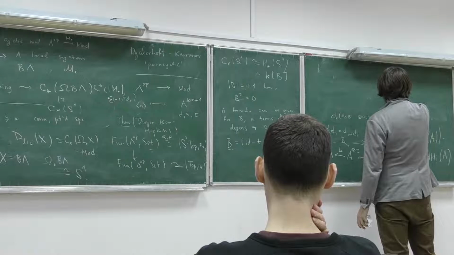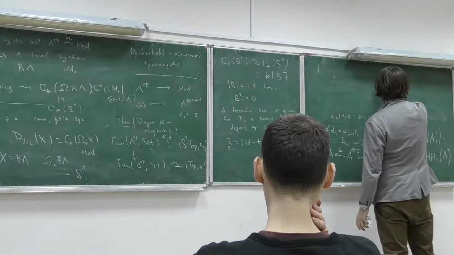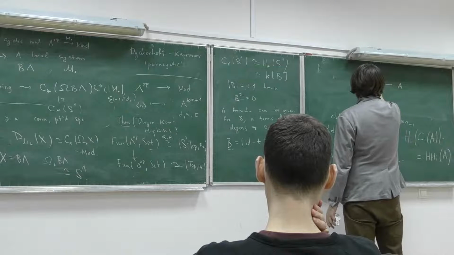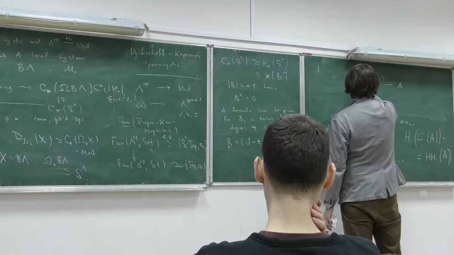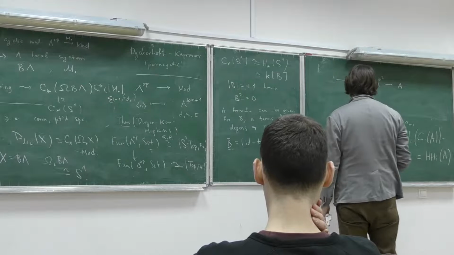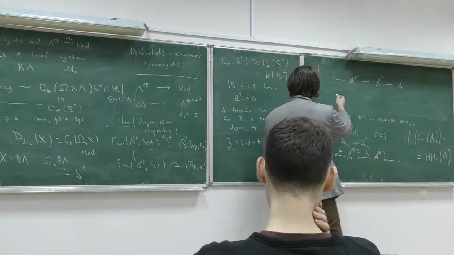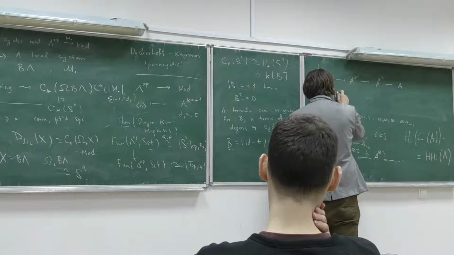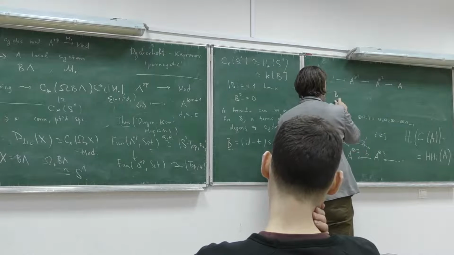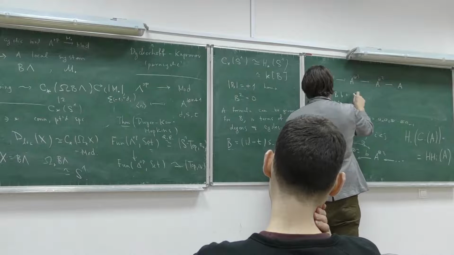Well, it's a DG module, so let me tell you exactly what it is. So if A was in degree 0, it generally commutes with small b. No, well, it doesn't commute, it anti-commutes, right? Because it has degree plus 1. So it has this.